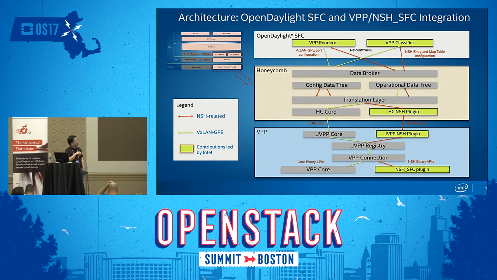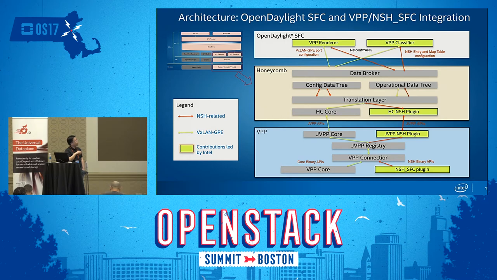Once Honeycomb invokes this API, it will automatically invoke the APIs defined by the NSH plugin to ensure the NSHSFC can configure the NSH map and NSH entry tables. On the top are the two ODL components I mentioned, the VPP renderer and the classifier. The VPP renderer is mainly used to configure the VXLAN GPE port as well as the bridge domain in the native VPP. And the VPP classifier is used to configure the two tables inside the NSHSFC.